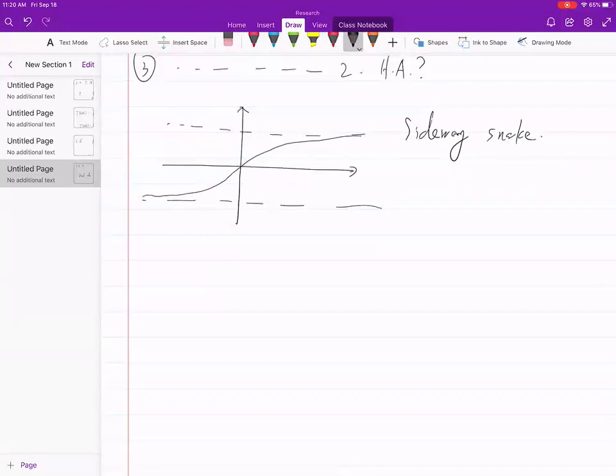Okay, either way, sideways. Does anybody recall what this function is called? Or does this shape ring a bell?